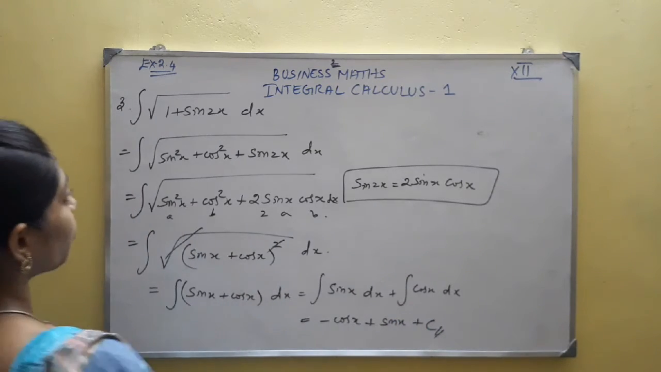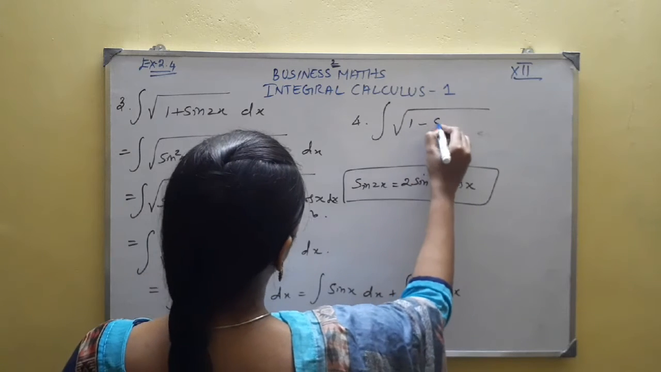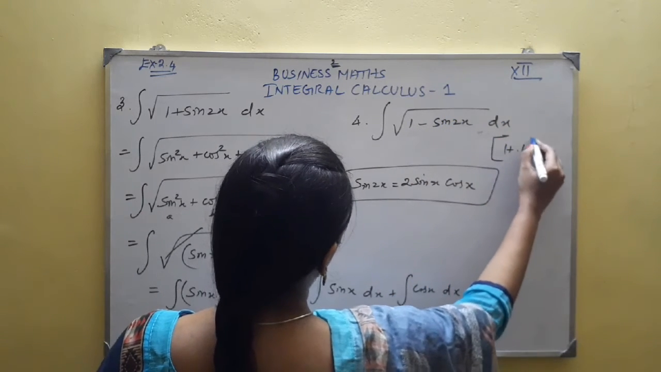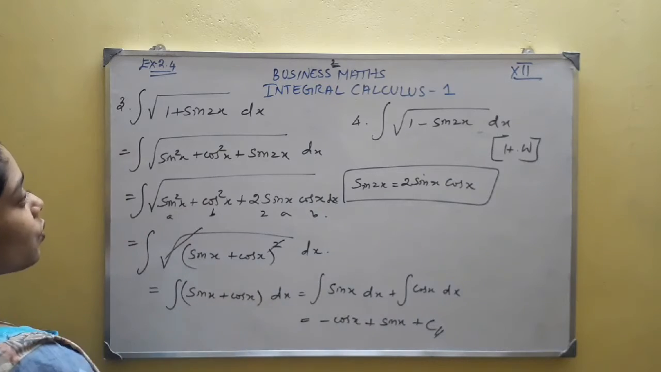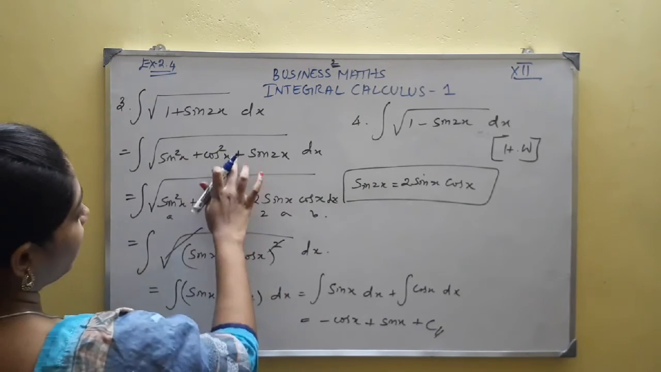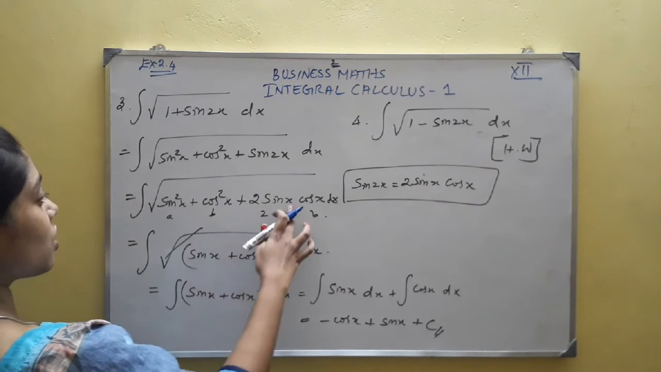Okay, take one more problem as homework in the same way. What is the solution for integral (1 minus sin 2x) into dx? Take this problem as homework. This is same as the previous one. Instead of 1 you can express this as sin square x plus cos square x, and here you will have minus sin 2x, you can write that as 2 sin x cos x.